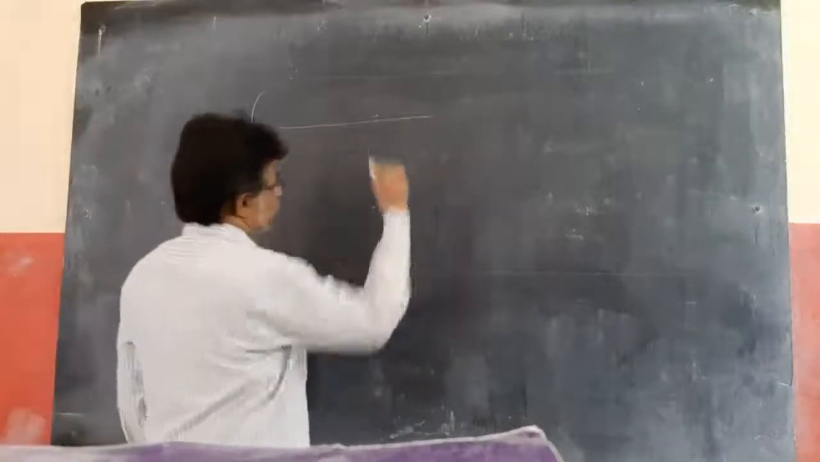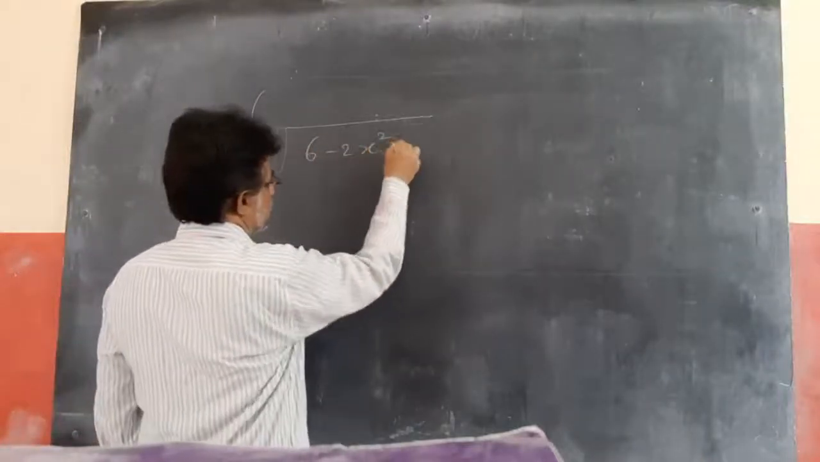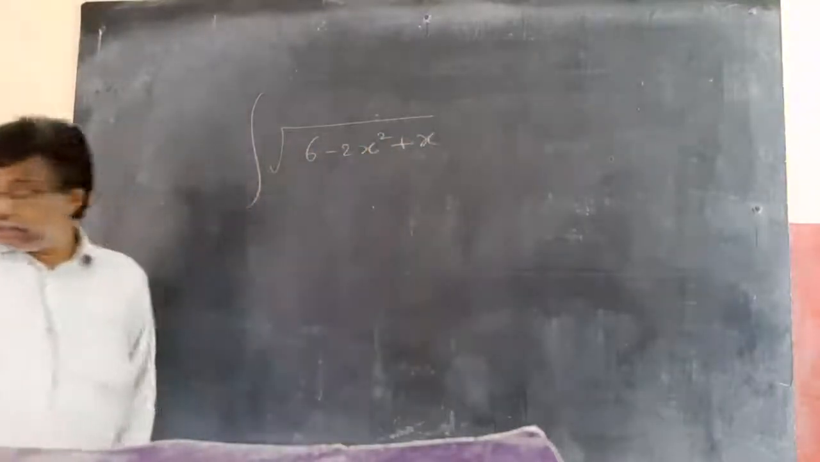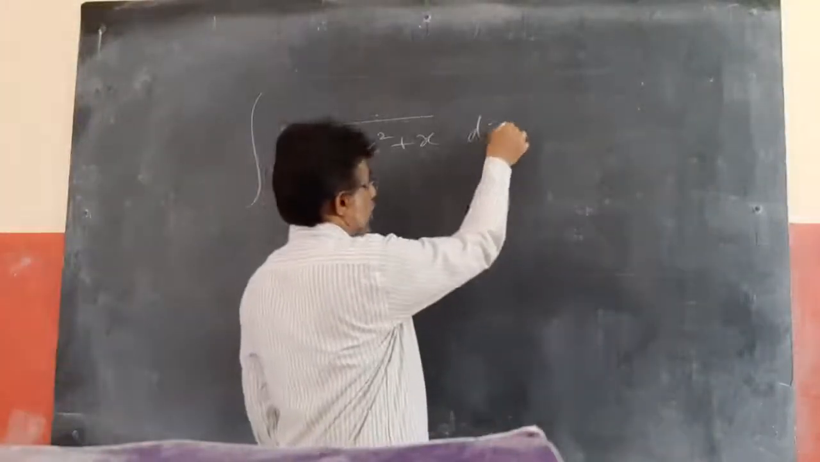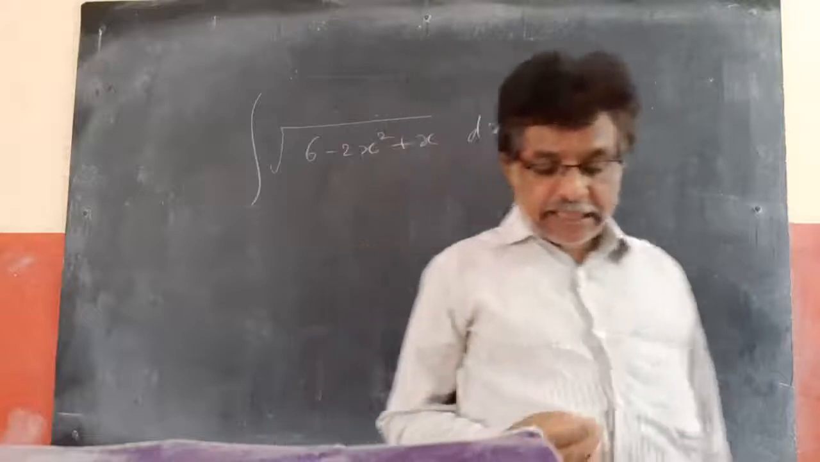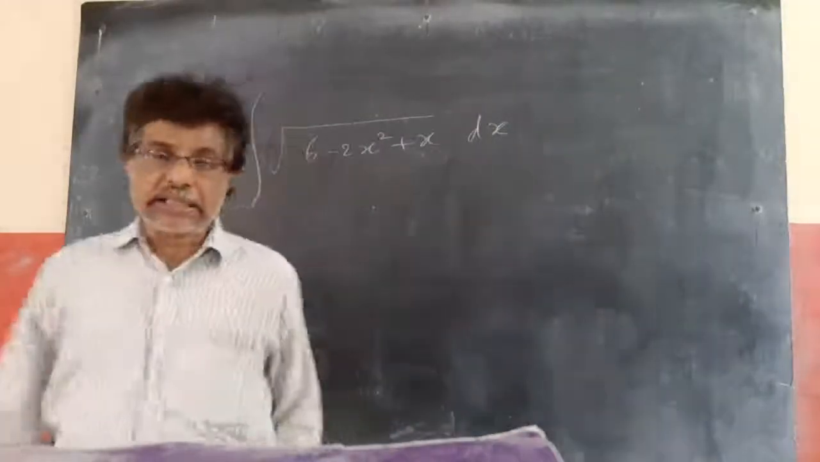Integral of root of 6 minus 2x square plus x, that is, root of 6 minus 2x square plus x dx. Completing square method. How to integrate this? First of all, how can I integrate this?